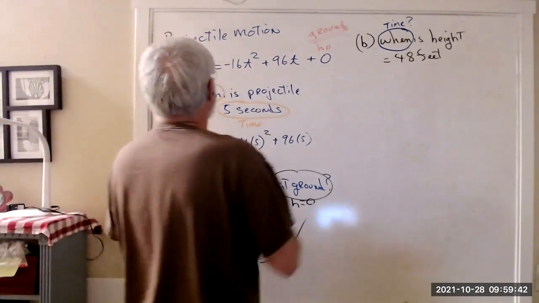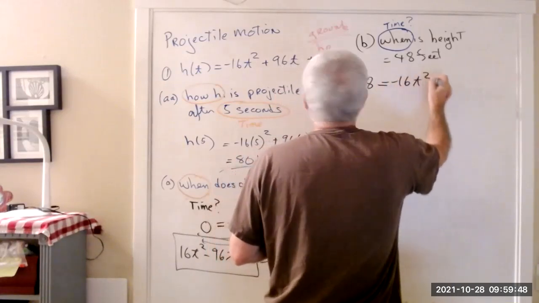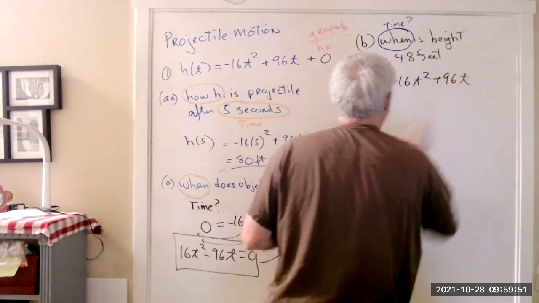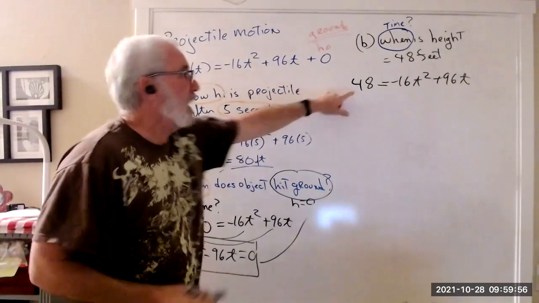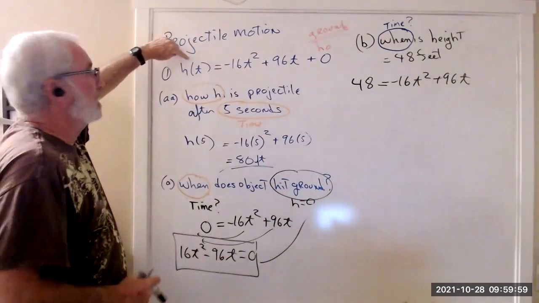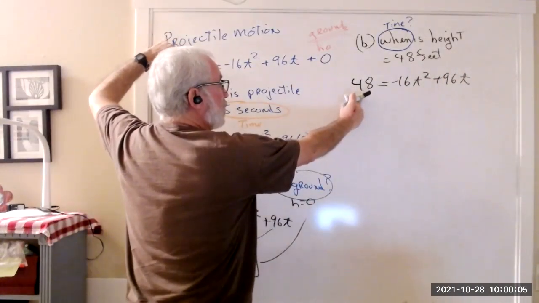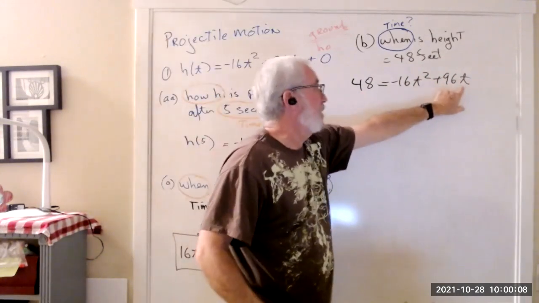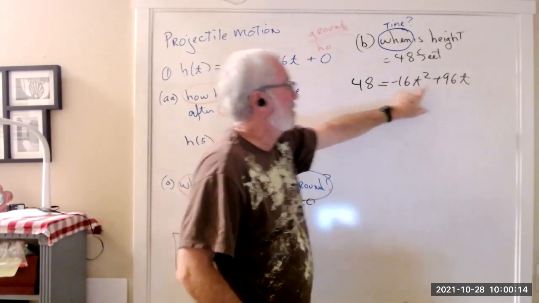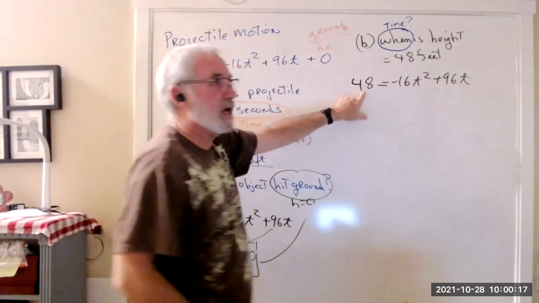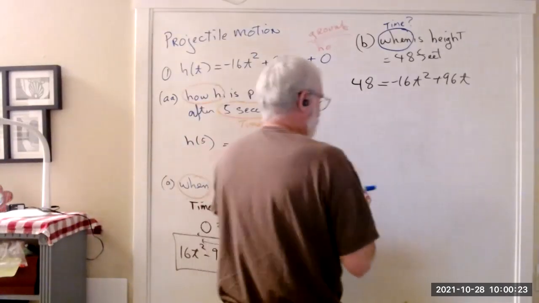So I'm just going to jump to the equation. We're going to write 48 equals negative 16t squared plus 96t. Okay, again, looking back at this basic formula, the height is going to at some time be 48 feet. We don't know when. When we solve this problem, we'll be finding the times when it is 48 feet. So the height is 48 and the time is unknown. So we want to solve this.